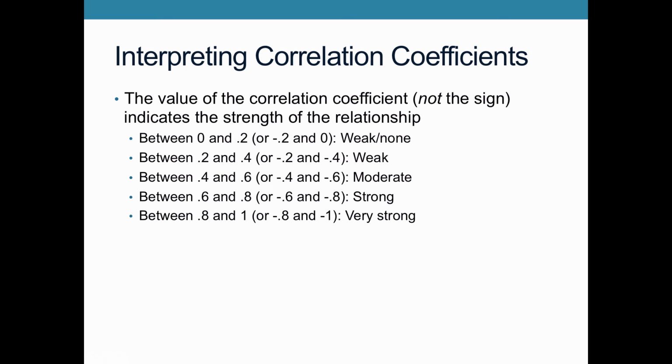So the sign tells you if it's positive or negative, but the strength of the relationship, how much they're correlated, is based on the size of the value. So how close is it to 1 or to -1?